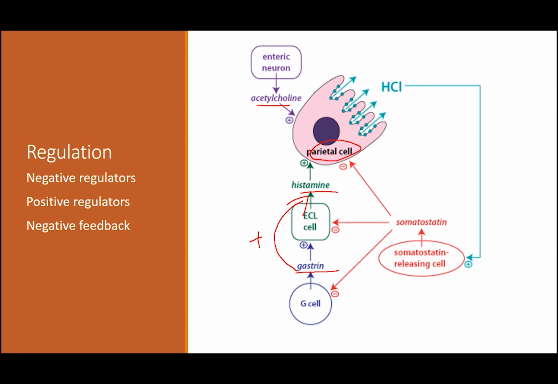In order to keep stomach pH in a normal range, there is also negative feedback in this process. So when the pH of the stomach gets too low, somatostatin secretion is increased, and it inhibits acid secretion by a direct effect on the parietal cells, and it also inhibits the release of the positive regulators, histamine and gastrin.